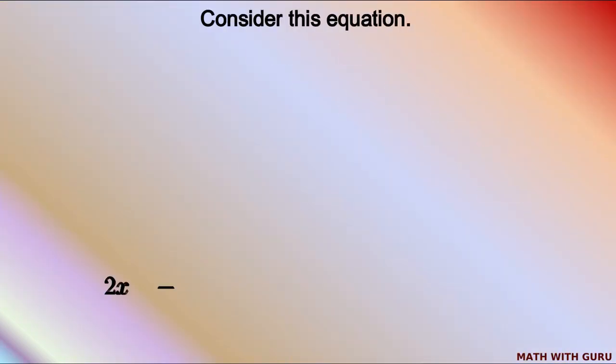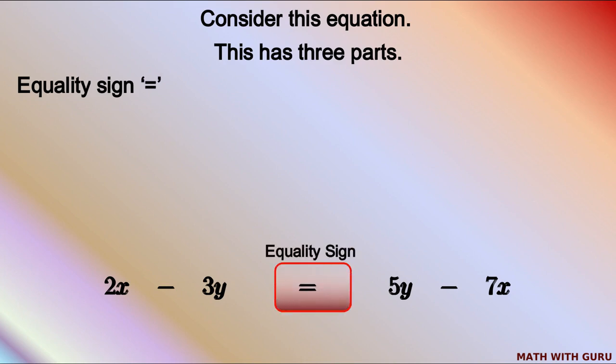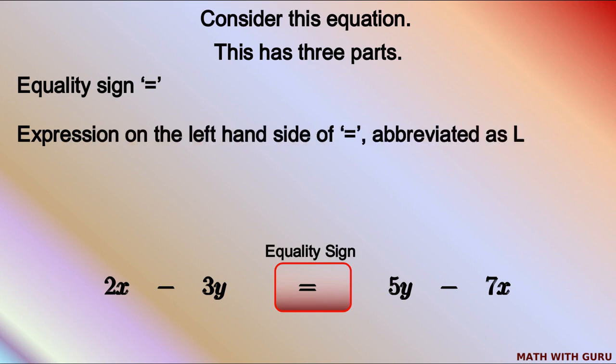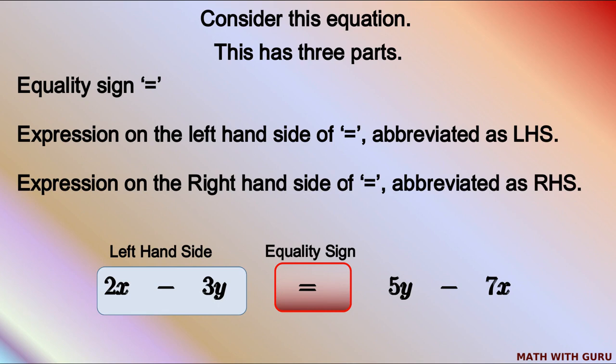Consider this equation: 2x - 3y = 5y - 7x. This has three parts. Here is the equality sign. Then the expression on the left hand side of the equality sign, abbreviated as LHS. This is the LHS. And the expression on the right hand side, abbreviated as RHS. This is the RHS.